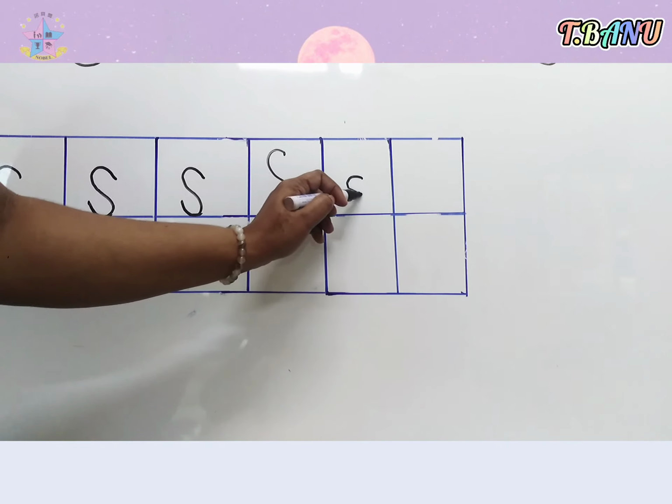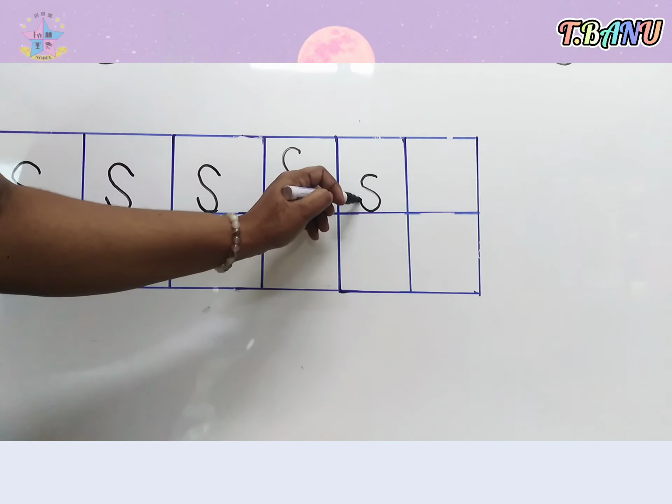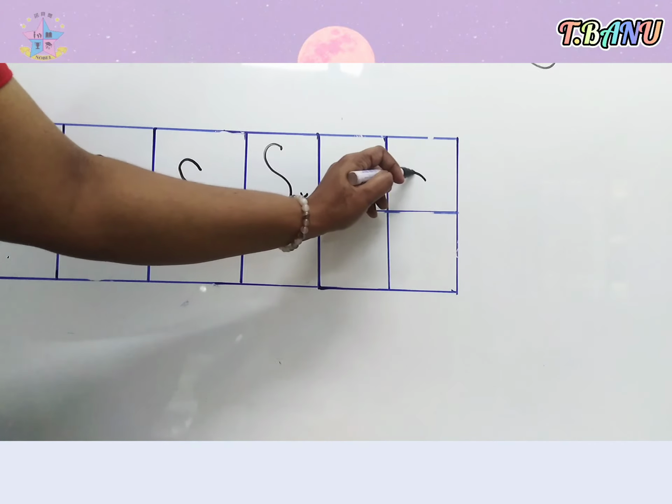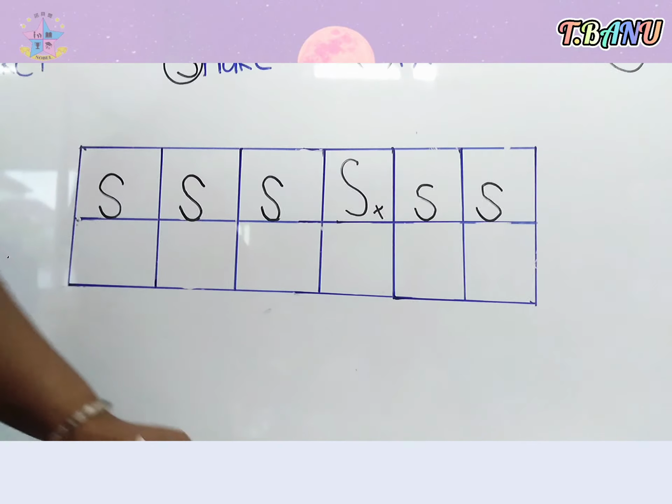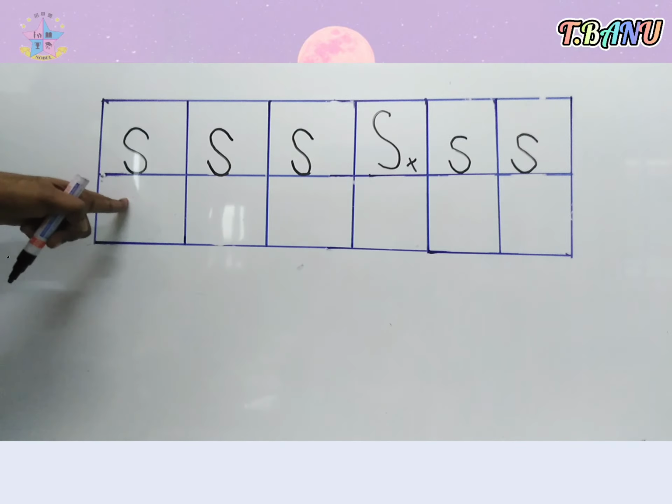Make a curve. Come down. And then slide down. Slide up. Again, make a curve. Come down. And slide up. Okay, how to write big letter S?